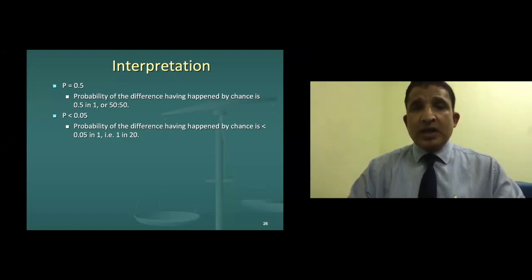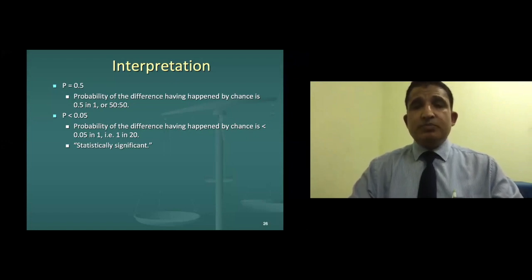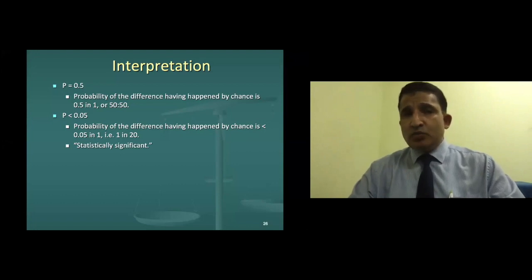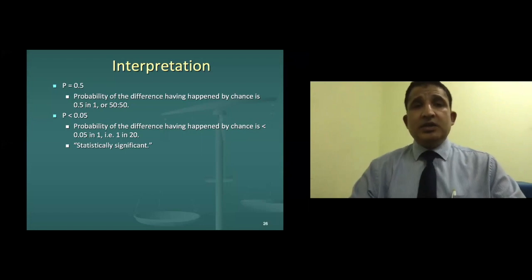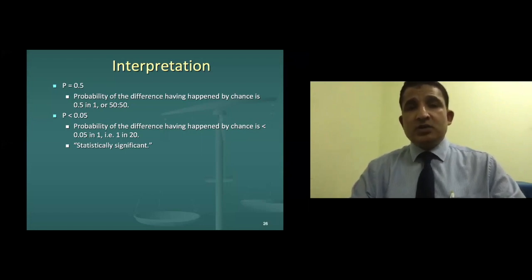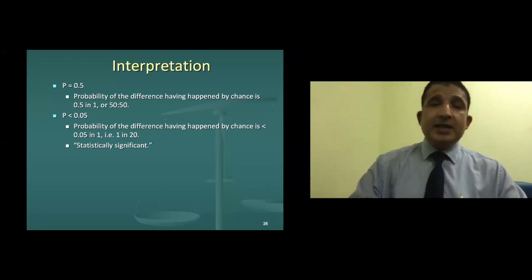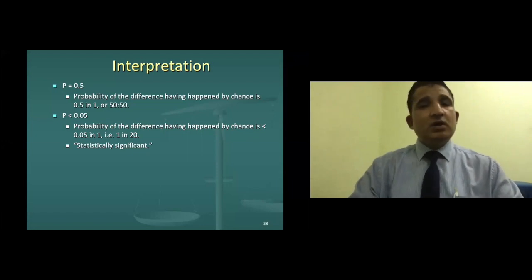So this is just a customary thing. Everybody, statisticians, medical researchers, everybody decided that let's keep this p-value at 0.05 to be significant. So anything less than 0.05 is considered significant and anything above 0.05 is not considered significant. Let's go down further.